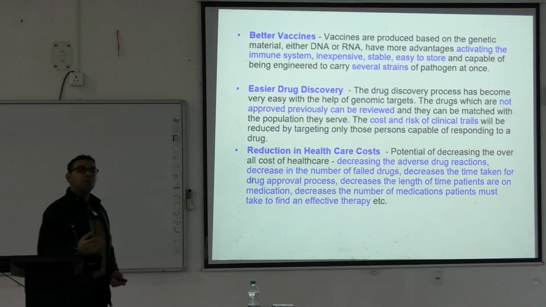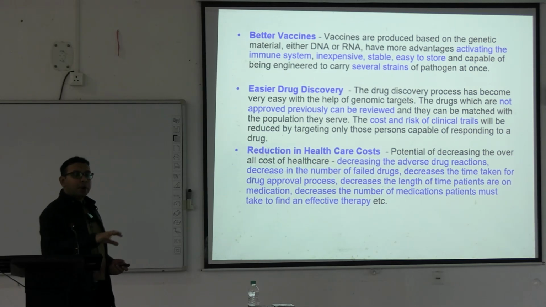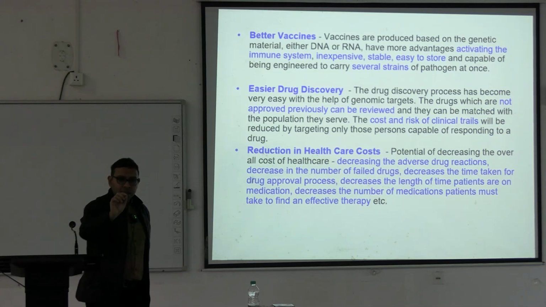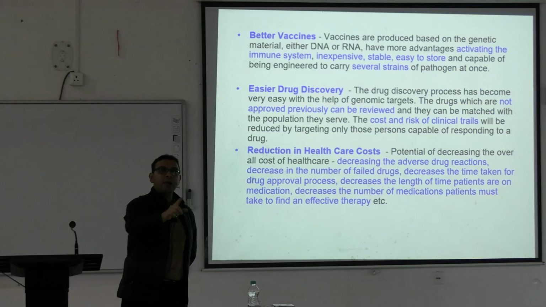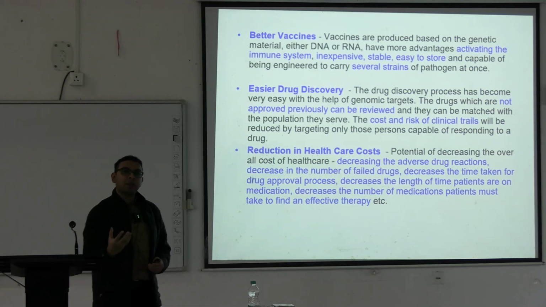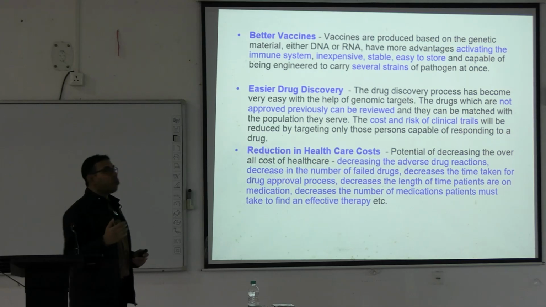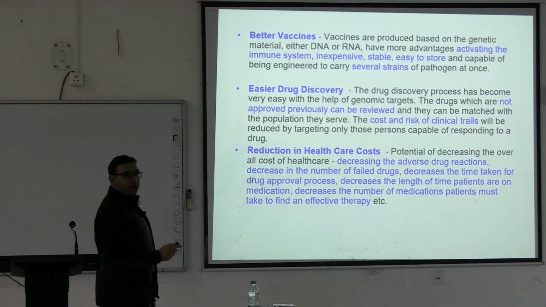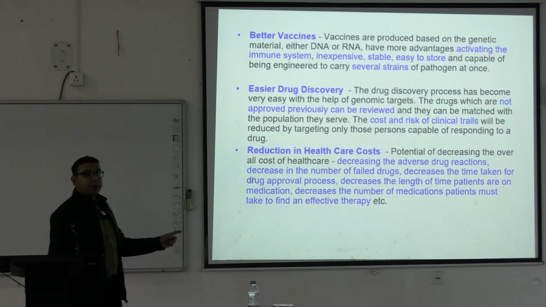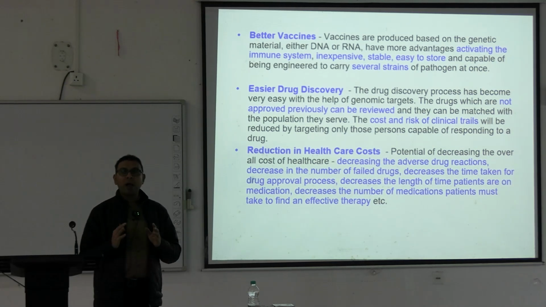Better vaccines: again, we can develop more and more vaccines. Drug discovery becomes easier because we know this change in the gene ultimately gives rise to this type of disease and this type of change in drug response. So in a retrograde fashion we can search for or discover drugs that can target those genes. So basically this is a retrograde approach to drug discovery. That is why it is known as easier drug discovery, and ultimately that also decreases the cost of the clinical trials, because clinical trials are quite a costly affair.